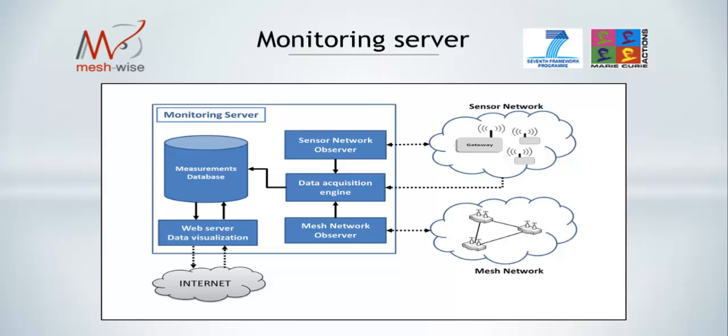These measurements, along with network and operating system status information that is periodically pulled by appropriate observers, both from the sensor and mesh network, are stored in a MongoDB document-oriented database. Stored data can be easily retrieved from the database and exposed to the internet through a web server lying in the monitoring backend. Requested data are visualized in the form of charts and tables and displayed in appropriate web pages.